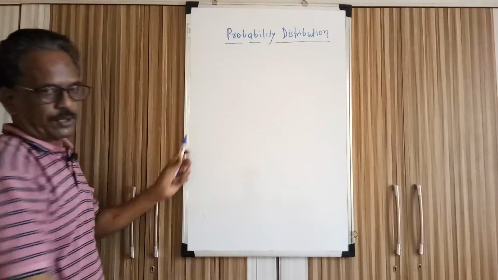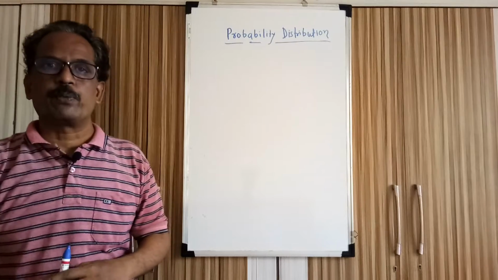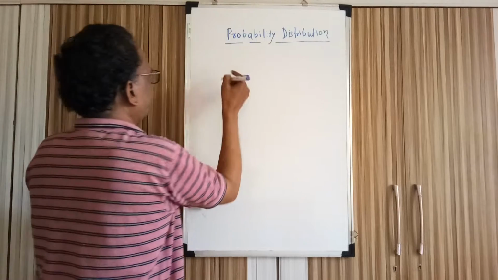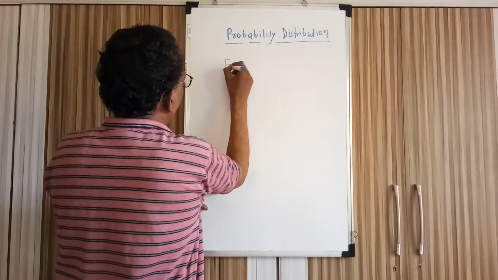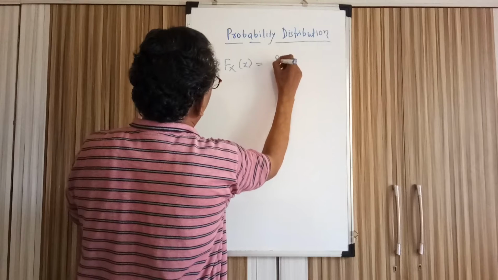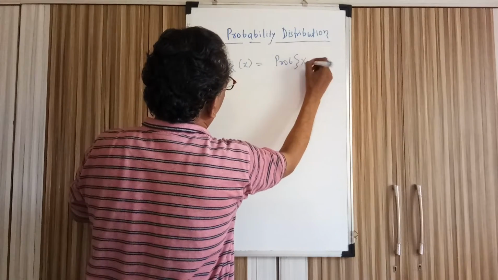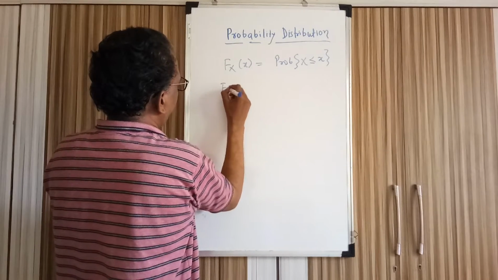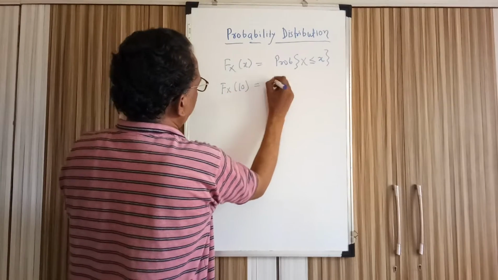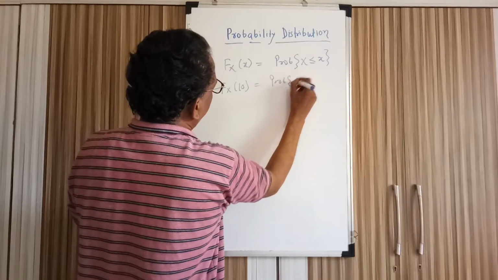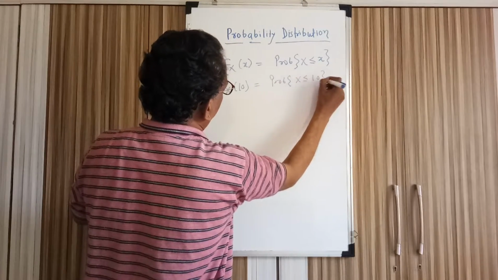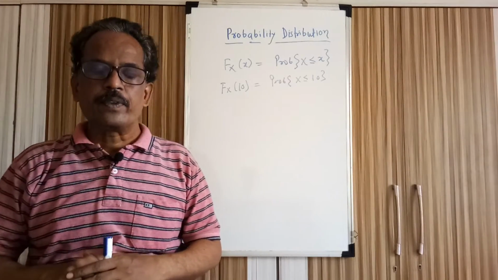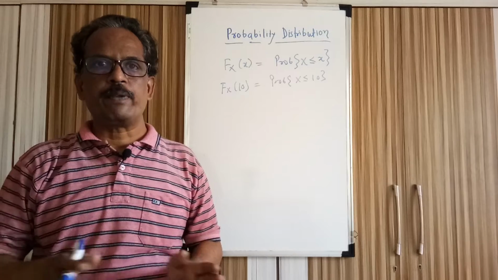So now let us come to the cumulative distribution function. How to plot the cumulative distribution function? So we know that the definition of the cumulative distribution function is this. If the random variable X is taking value less than or equal to 10, what is the probability that the random variable is taking value less than or equal to 10? Is the random variable taking any value between 0 to 9?